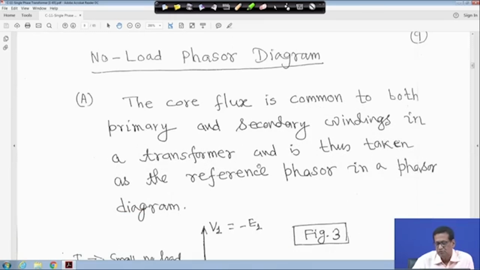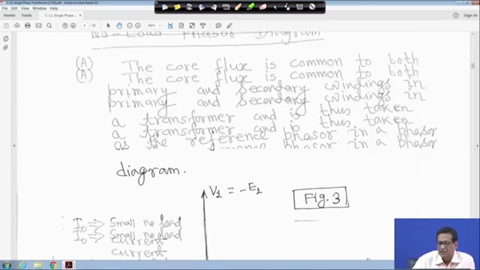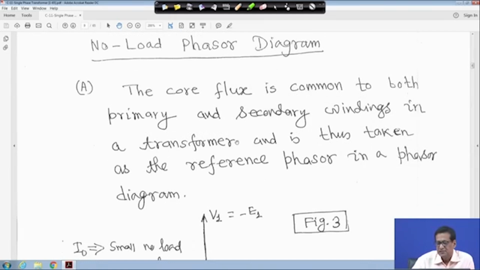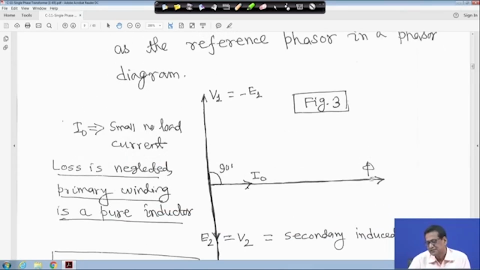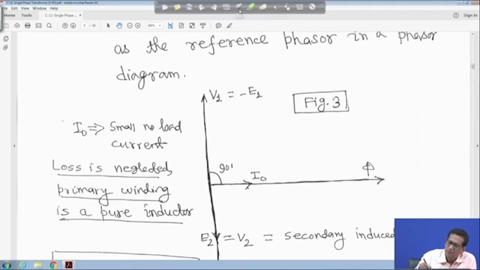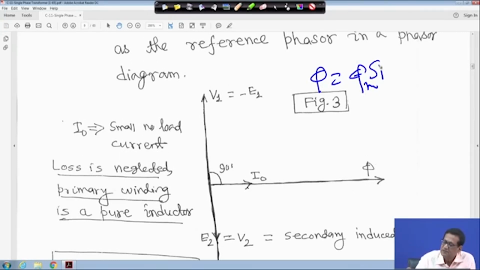Now, next is the no load phasor diagram. The core flux is common to both primary and secondary windings in a transformer, that I showed you in the beginning, and is thus taken as the reference phasor in a phasor diagram. For example, this is the flux. We will assume a sinusoidal variation, phi equal to phi m sin omega t, and we are taking phi as a reference. Now, I0 is the small no load current and loss is neglected, right.